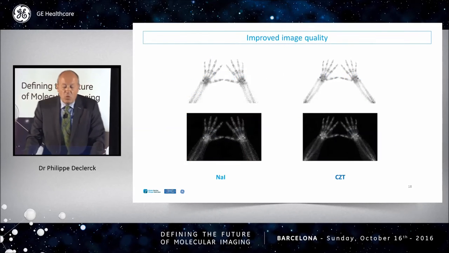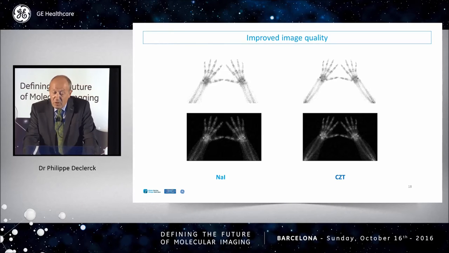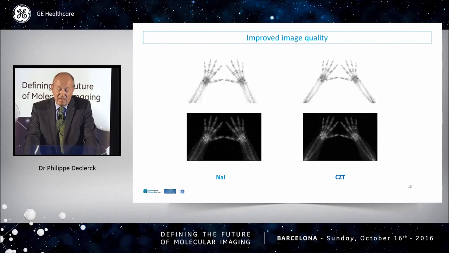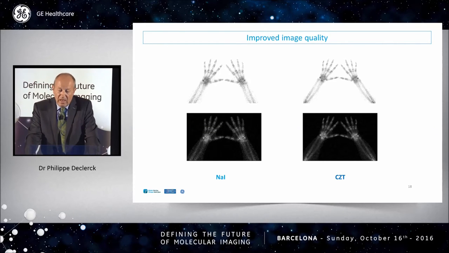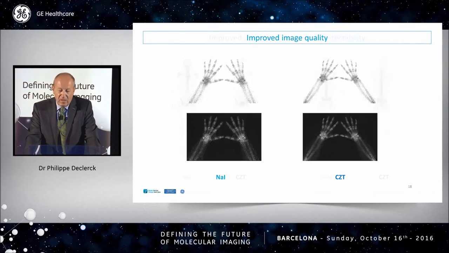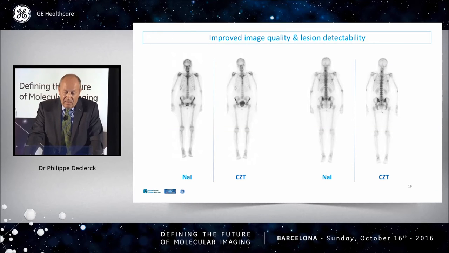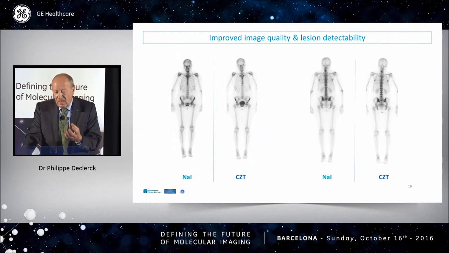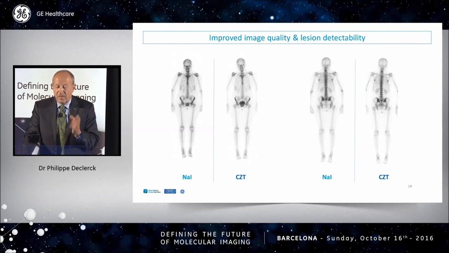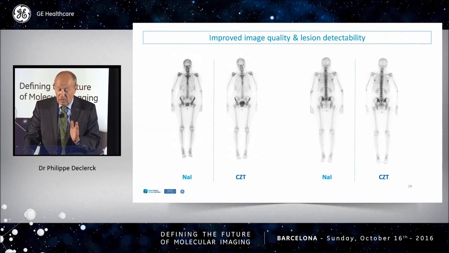So, image quality. Static image of the hands, photomultiplier on the left side, and CZT technology on the right side. And what you see is that you have a sharper image and small lesions, like you can see in the wrist, appear better than on the NaI system. Same for total body scan, anterior view and posterior view, NaI and CZT, and you see that on the CZT, the image is sharper. Same patient, same acquisition time.